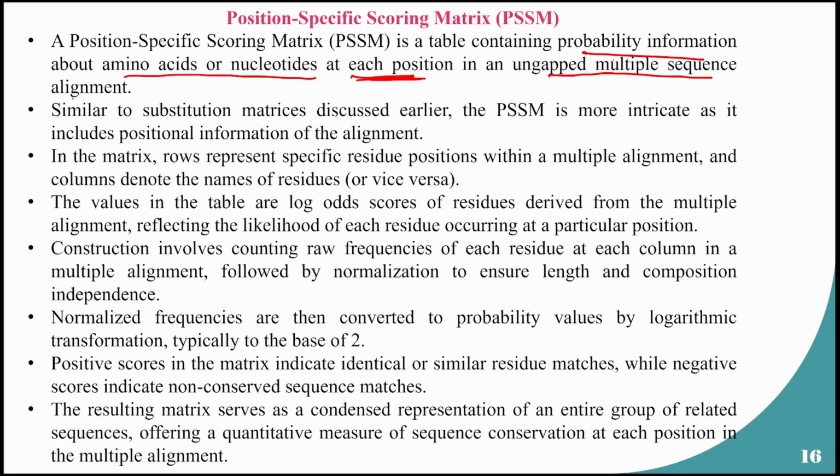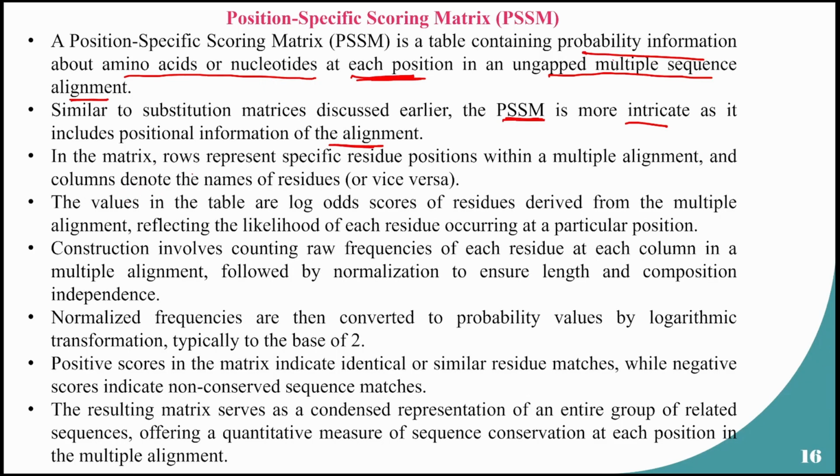In this case, ungapped, because if you introduce gaps, that makes it a variable length kind of thing, so it would make the calculation very difficult. And similar to the substitution matrices earlier, the PSSM is more intricate as it includes the positional information for the alignment also. In the calculations, you will see that some steps are similar to the earlier weight matrix that we discussed.